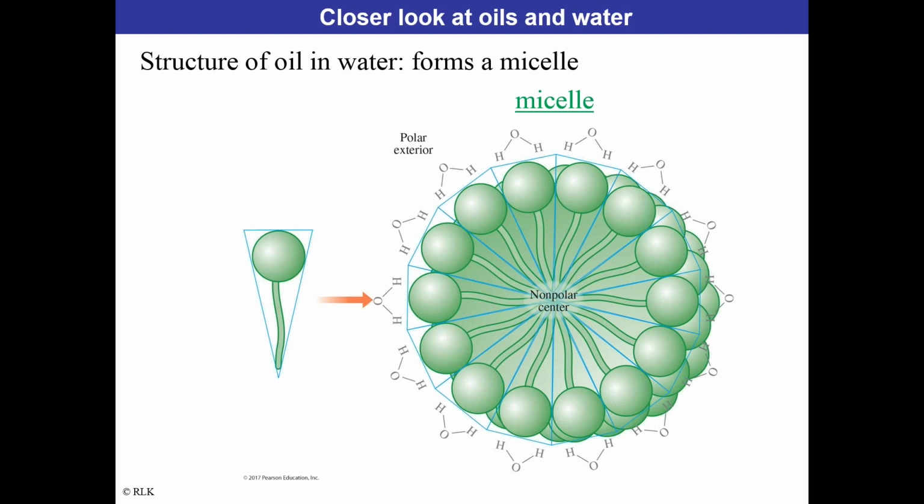And a micelle is oriented with the polar head groups to the outer surface, which would be in contact then with the water molecules, okay? So this micelle, which has the structure of oil in water, appears as such where you have a nonpolar center, okay? And all that nonpolar center is arising from that nonpolar tail.